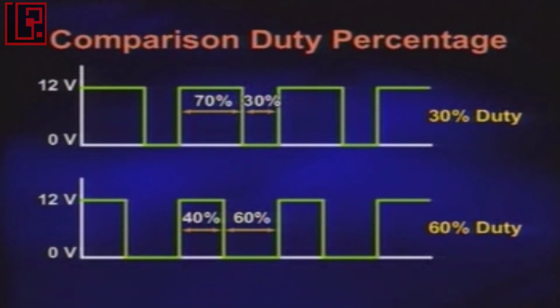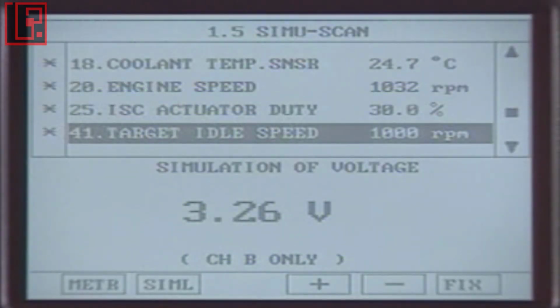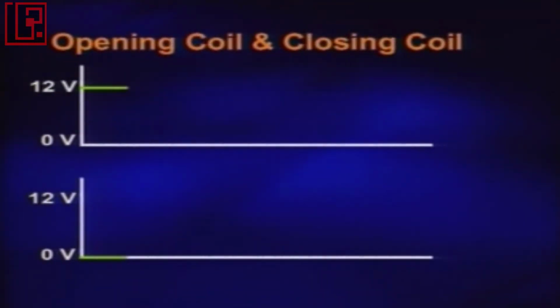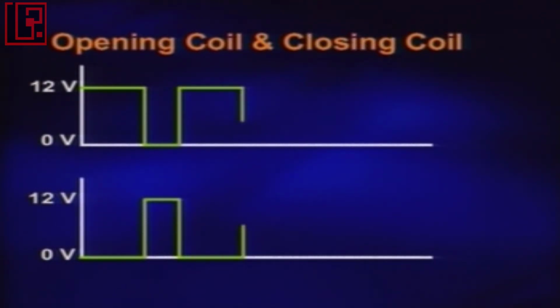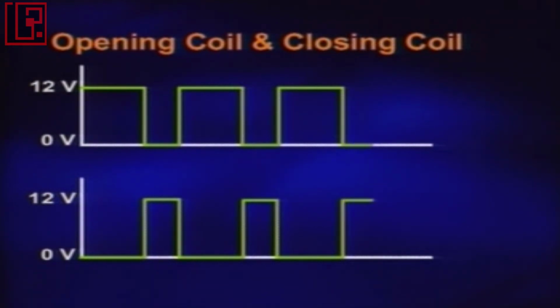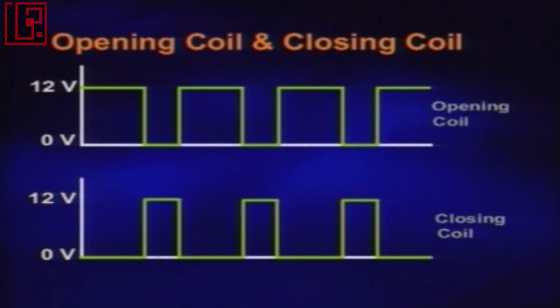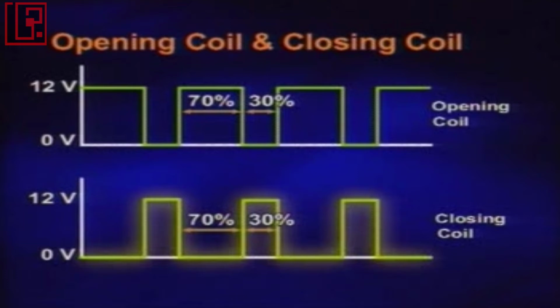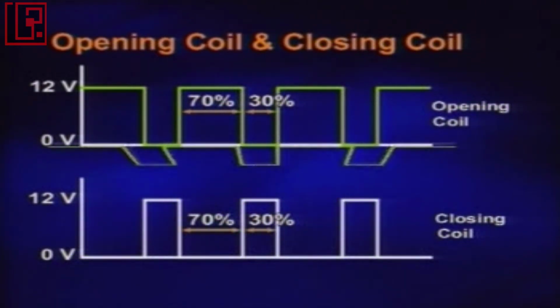The duty value of the idle speed actuator is displayed on the current data of the Hi-Scan. ISA duty 30% means that the ECM turns on the opening coil 30% to let the opening be 30%, though it will not be displayed in the current data. In this case, the closing coil turns on 70% to let the closing be 70% because it is the reverse of the opening coil.